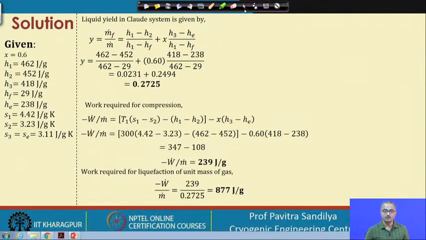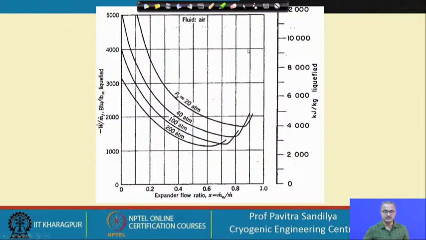And now we see another curve like this, where we have the various pressures, the various x values, the expander flow ratio, the intermediate pressure to which the gas is expanded, and the liquid yield. Again we find that this sort of curve can be obtained to find the effect of the expander flow ratio on the work done, and this is for air. Such curves can also be generated for different types of working gases.